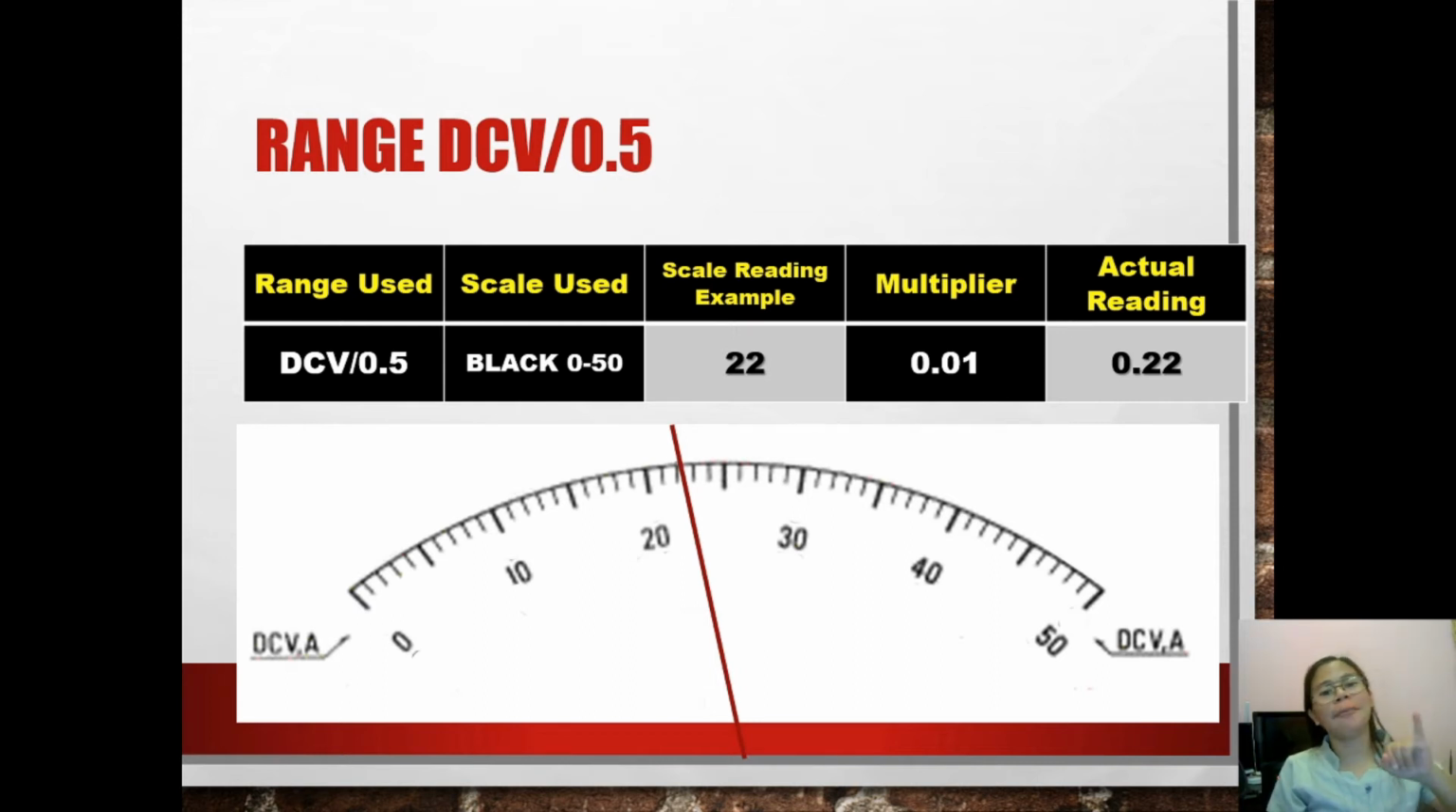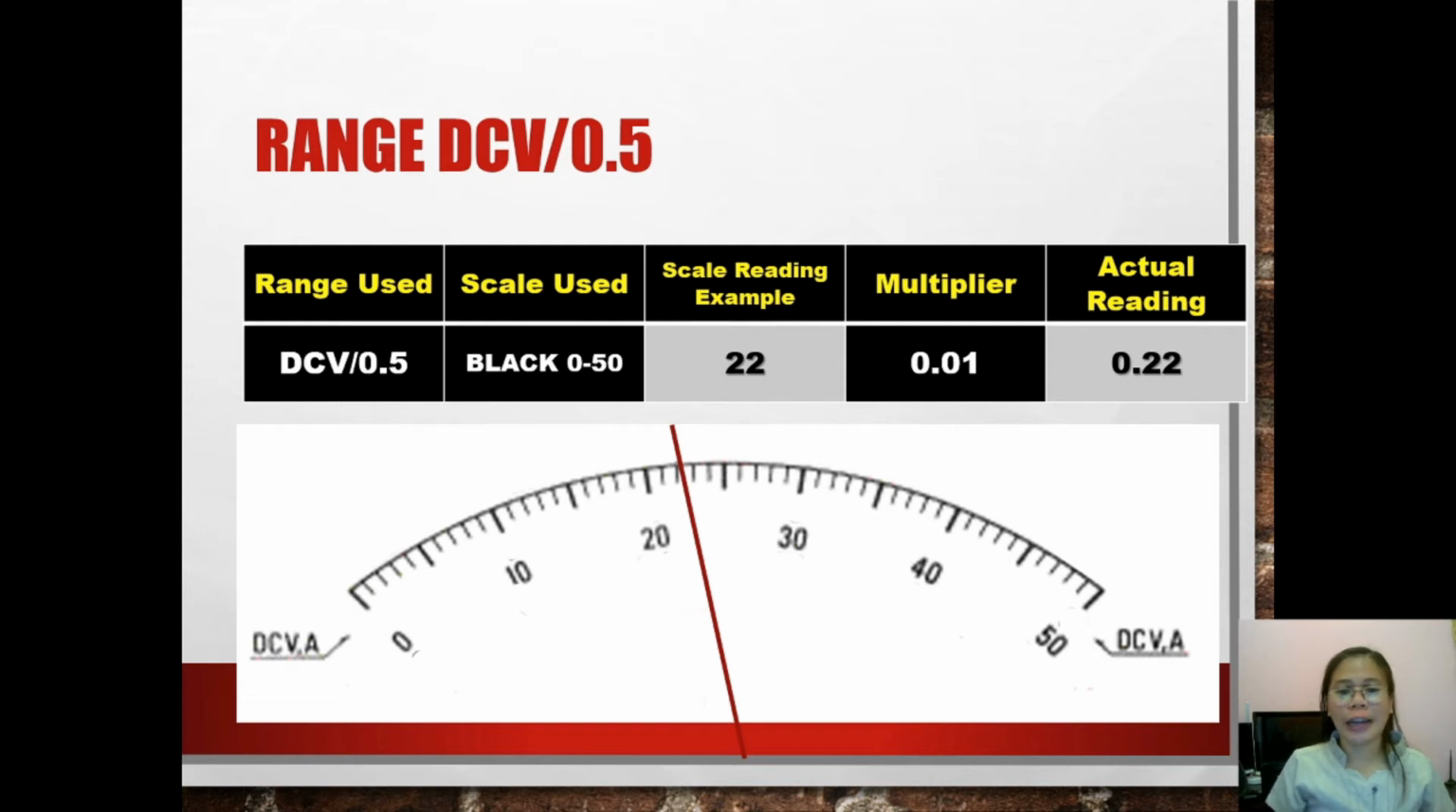So first step is to identify the range. Next is what is the scale to be used in the range of 0.5? What is the scale? Okay, very good. 0 to 50. For example, we have here a scale reading of 22. Why is that our scale reading example is 22?